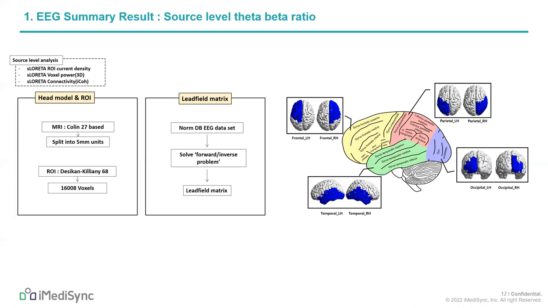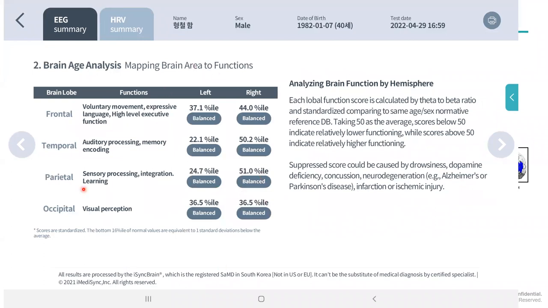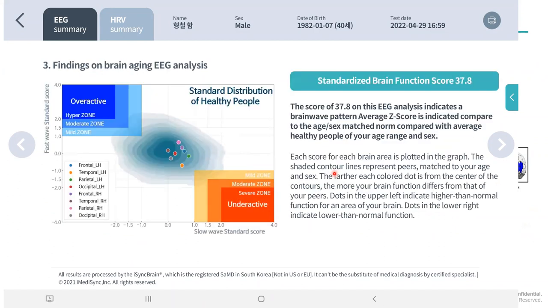The theta beta ratio is basically calculated at the voxel level and compared to the source-level normative database. And finally, the underactive and overactive areas are color coded with red and blue respectively. In this case, it is quite a normal case. There is no color-coded area in the source-level theta beta ratio. And we can also give the percentile value for each of the 8 brain lobes, where a low percentile reflects underactive and a high percentile reflects overactive or the overarousal phenotype. This figure shows the activity location for each of the 8 different brain lobes respectively. In this case, it is quite balanced in all 8 different lobes.